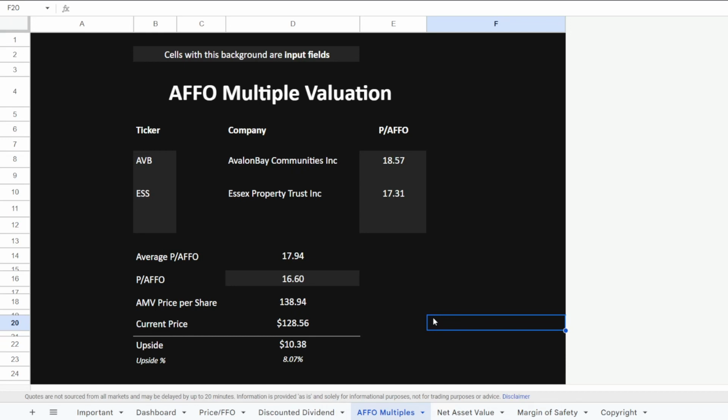By comparing the current market price to the AFFO, we can assess the relative value of the REIT compared to its peers. In this case, we've imported 2 peers and their price to AFFO ratio, giving us an average price to AFFO ratio in the industry of 17.94, while the price to AFFO of MAA is sitting at 16.60, indicating that there's an upside to the stock, and this gives us an intrinsic value of this model of $138.94, which is an upside of over 8%.